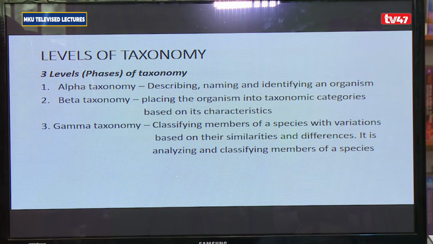Now, because in gamma taxonomy, you are analyzing and classifying members of the same species, it is also referred to as study of speciation. Gamma taxonomy is the highest level of taxonomy. Not many organisms are classified to gamma level of classification. Most of them, the classification is done in the alpha level and at the beta level.